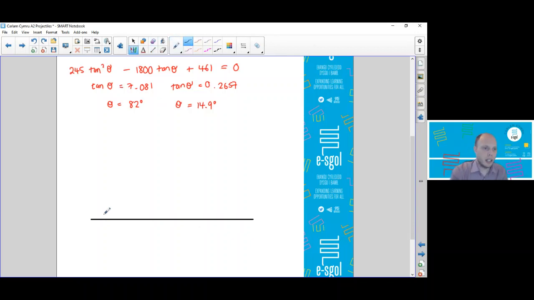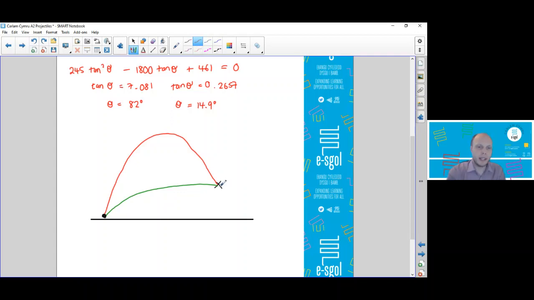So here's our cannon to start with. Here's our target, which is 100 meters away and 12 meters up. What we're saying is there are 2 ways of doing that. We can go very steep, 82 degrees, and hit our target on the way back down, or we can go at a shallower angle of 14.9 degrees and do that. Both of those trajectories will hit the target of x being 100 and y being 12.